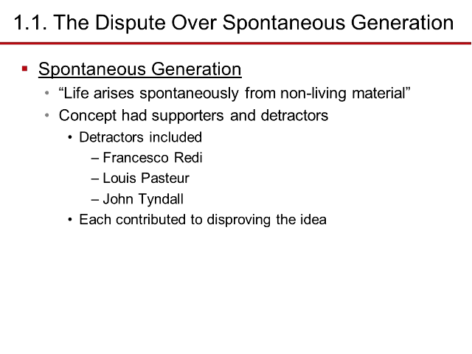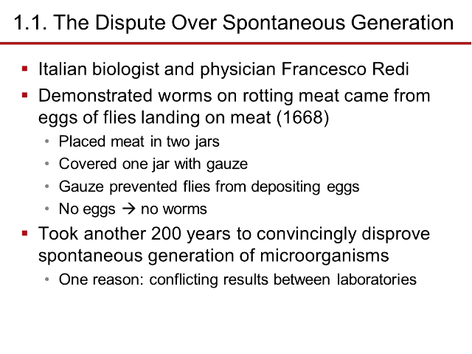The people that didn't believe it were three individuals that kind of stand out: Francesco Redi, Louis Pasteur, and John Tyndall. Each of these three contributed to disproving the idea that things just grew out of nowhere without any other basis. Italian biologist and physician Francesco Redi demonstrated that worms on rotting meat came from eggs of flies that landed on the meat. That was in 1668. He placed the meat in two jars and covered one with gauze. The gauze prevented the flies from depositing the eggs, and so no eggs, no worms.